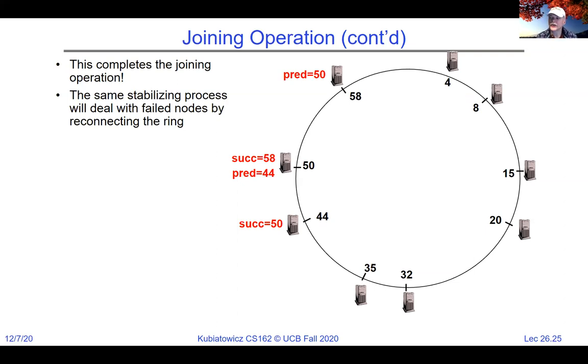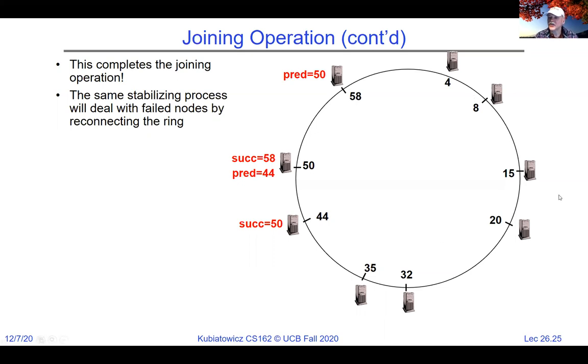How do we make sure that two failed nodes in a row can't prevent the ring from reattaching itself? Anybody? Thoughts? Yeah, perfect. We need to know more than just one successor and one predecessor, okay?